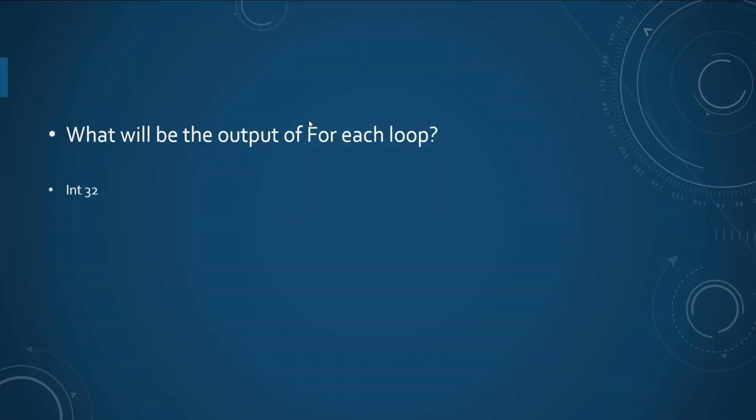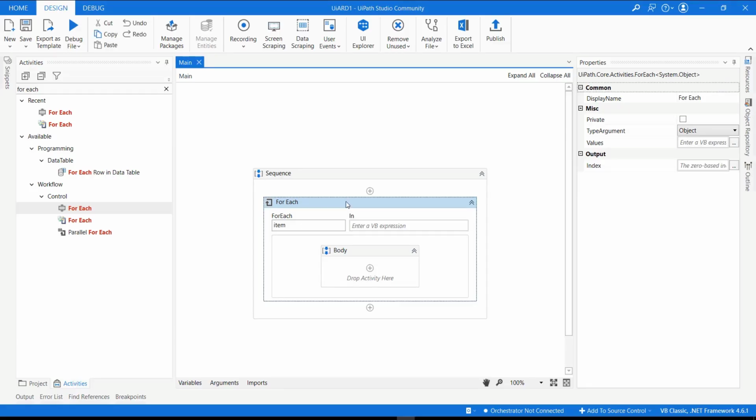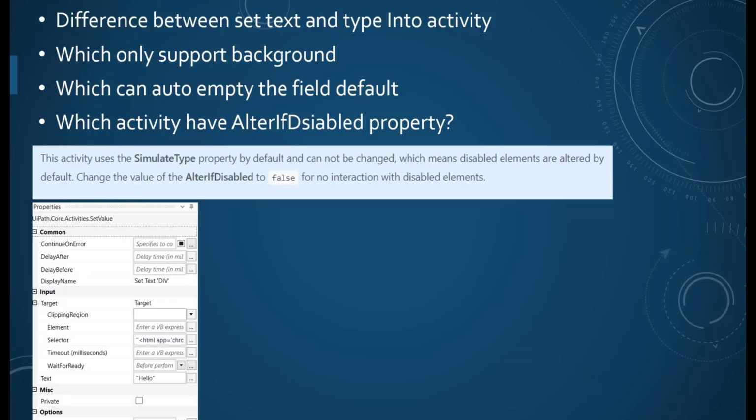Moving to the next one. What will be the output of the for each loop if we open Studio and take the for each activity? We can clearly see that in 32 is the output of the for each loop. Moving to the next one.